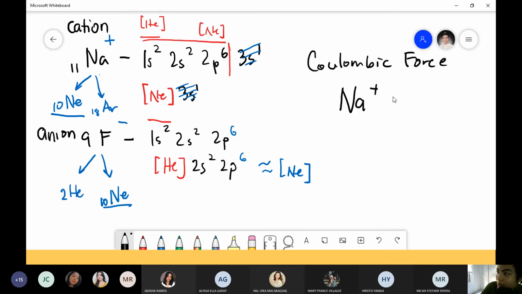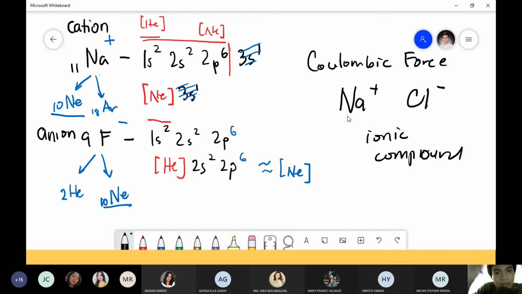So the positive charge is attracted to the negative. Hence, we have an ionic compound. Because we have two charged particles, the ions, the cation and the anion, held together by Coulombic forces. Very easy. So, that's the concept of the formation of ionic bonds. The atoms will just lose or gain electrons depending on the requirement.